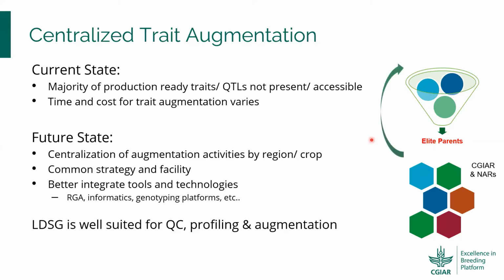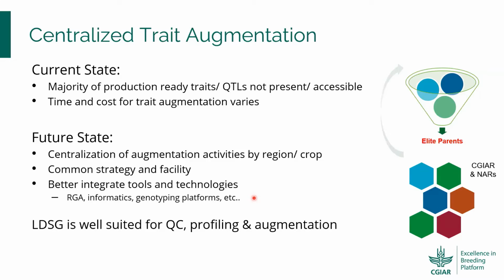So some of the learnings to date is that many production-ready traits are actually not present in elite backgrounds and not easily accessible by many programs. Having each program convert their own materials to add in these key traits is not very efficient. So ideally, this should be carried out in a very centralized manner with the support of a dedicated team to perform the augmentation proper with the well-designed RGA setup, with the proper informatics, and the use of shared genotyping platform.